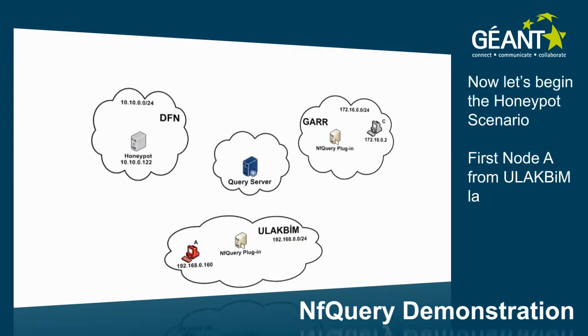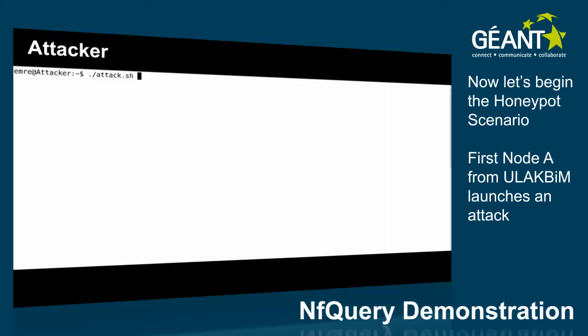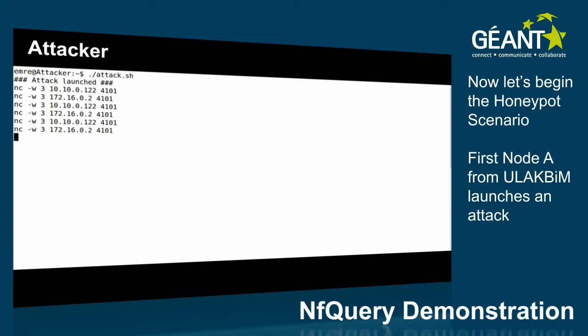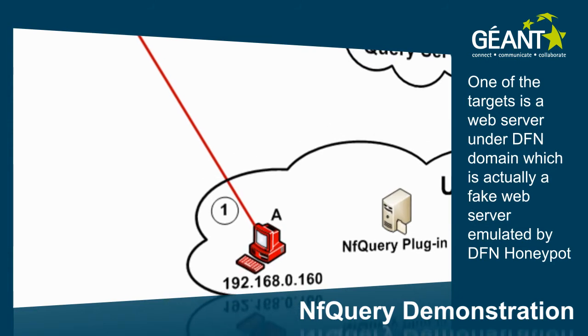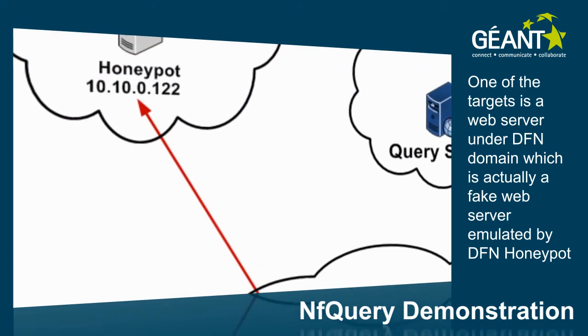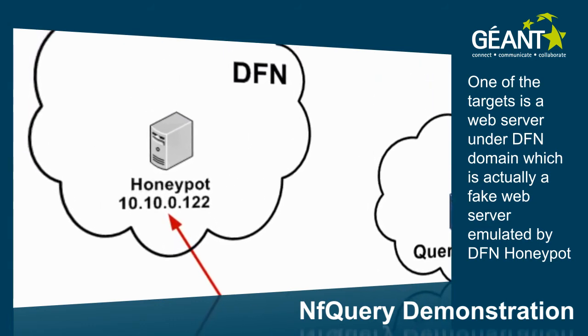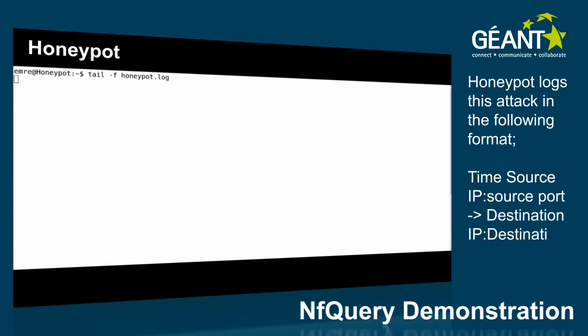In this scenario, the attacker A, under the ULAKBIM domain, launches an attack to port 4101 of 3 targets. A simple script is used to realize this attack. One of the targets is a web server in DFN, which is actually a fake web server emulated by the DFN honeypot. This connection has been logged by the honeypot as shown.